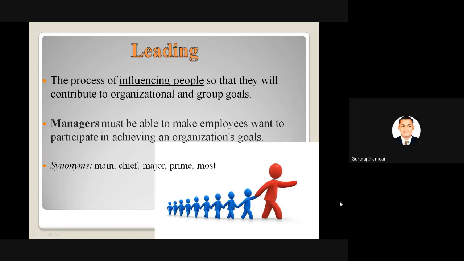Who is a leader? As per our point, a manager is a leader. So each and every manager will do work with the help of different workers or whatever manpower is available inside that organization. Is it right? So this is the basic definition of leading.